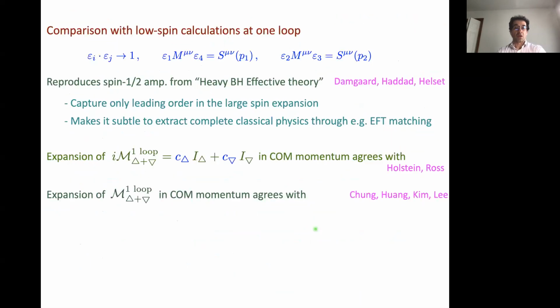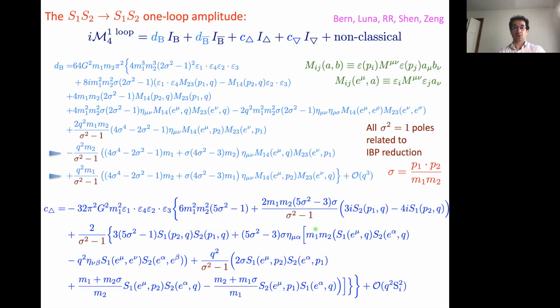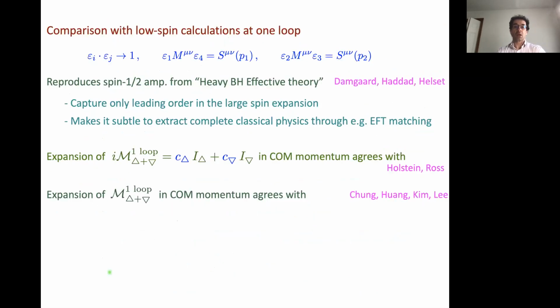All right, so now how does this compare with things that have been said before? Well, we can take the amplitude and expand it in the p equal to 0 limit, and that recovers the results computed by Holstein and Ross at finite spin. Again, this is just a single spin of each kind, which is why they agree. And it also recovers the results of Chung, Huang, Kim, and Lee.